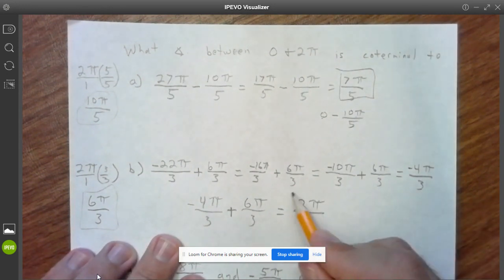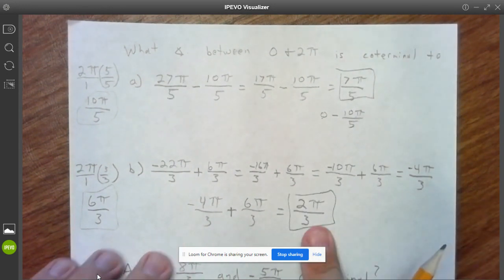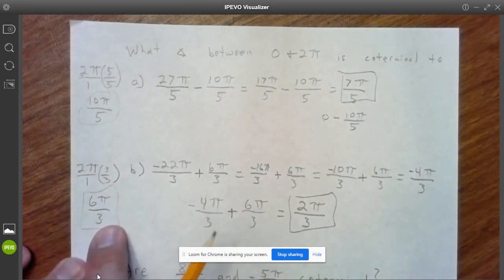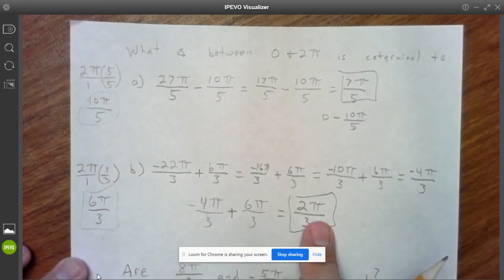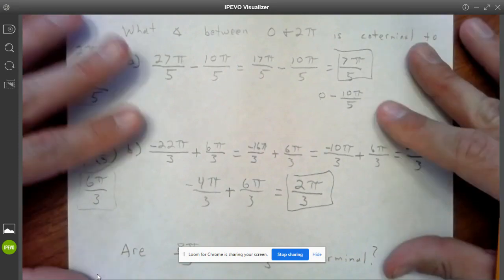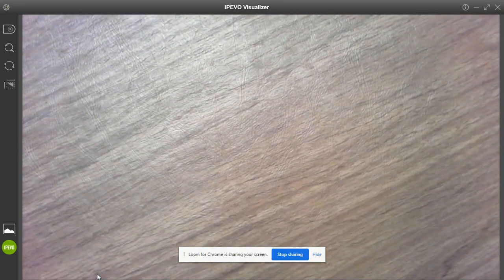And this is our coterminal angle. That's our answer. That is between 0 and 6 pi over 3. So we're basically just waiting for it to turn positive is what we were doing. All right. Let me do the second question style here.